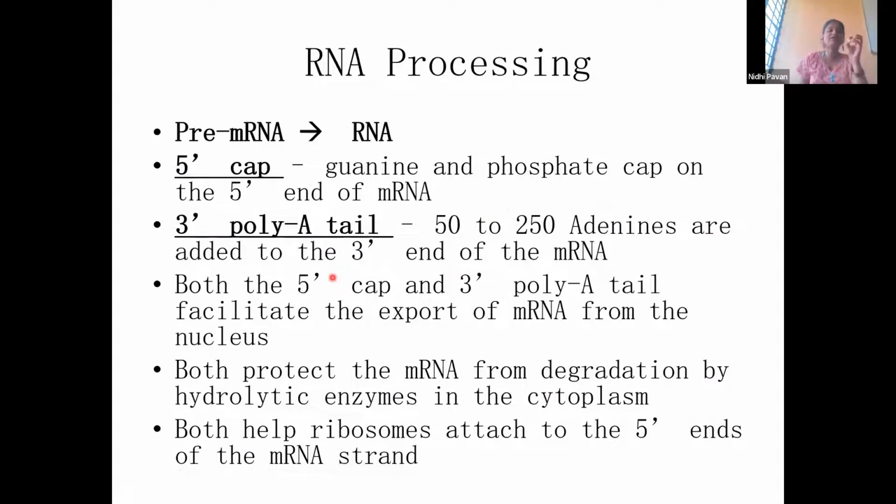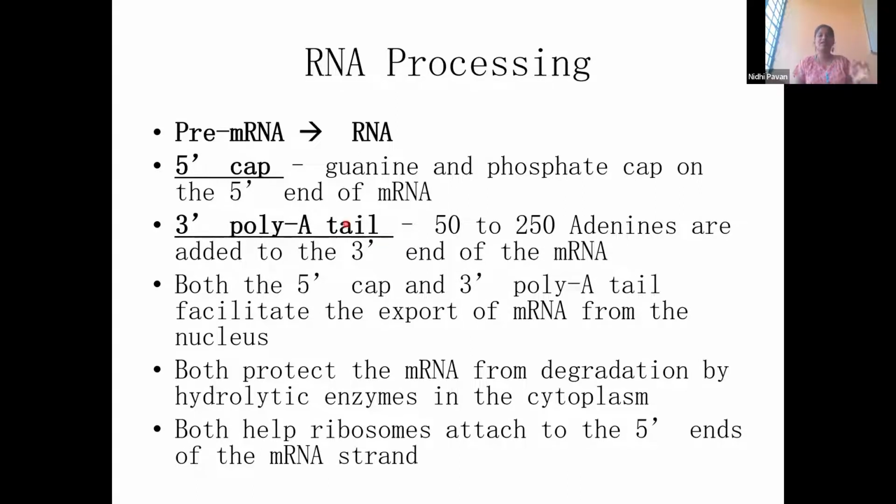Whatever RNA is formed is in the form of pre-mRNA. So it has to convert into mRNA. So what happens there? A 5 prime cap is formed. So what is that? Guanine, that is a nitrogen base, and a phosphate cap at the 5 prime end of the mRNA will be formed. And then a 3 prime poly A tail. So at the 5 prime end, a cap is formed, consisting of guanine and phosphate. At the 3 prime end, a poly A tail is formed.